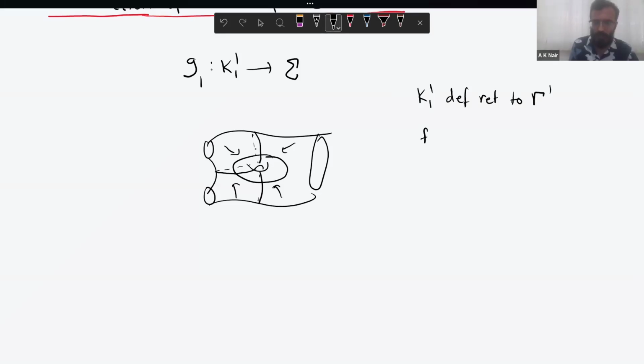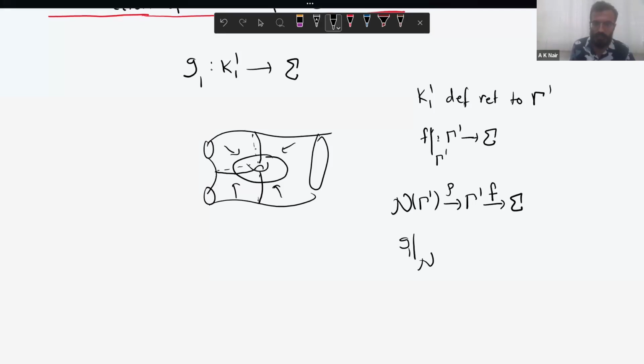And so now you have f from gamma prime to sigma, which is just the restriction of f. And then you have a neighborhood of gamma prime, which also deformation retracts into gamma prime. Let's call this deformation retraction rho. And then you have this f. So now you define your G1 restricted to this neighborhood to be f composed with rho.